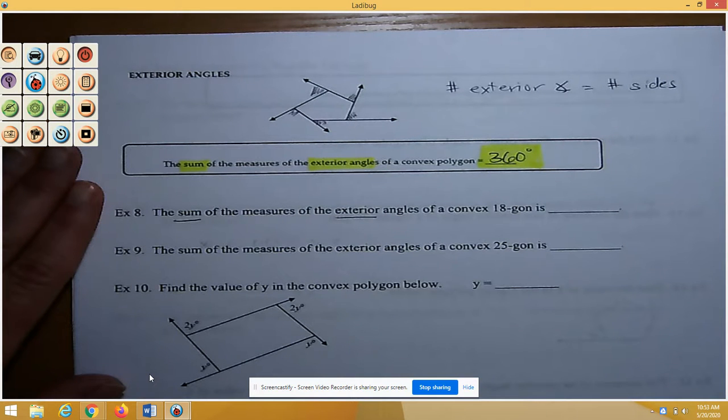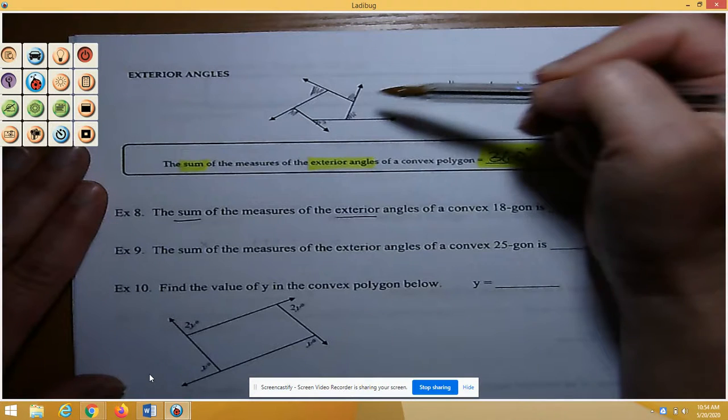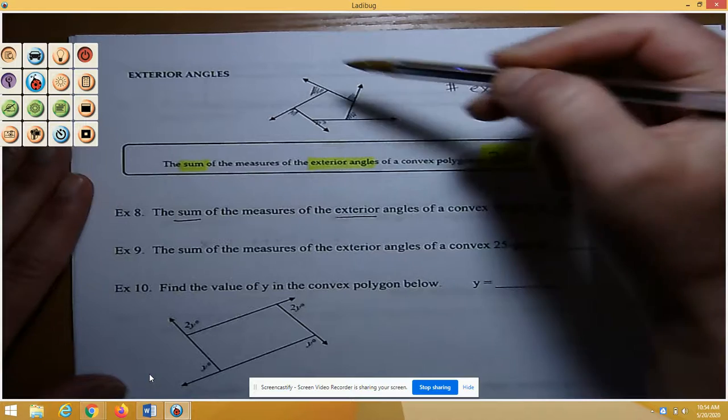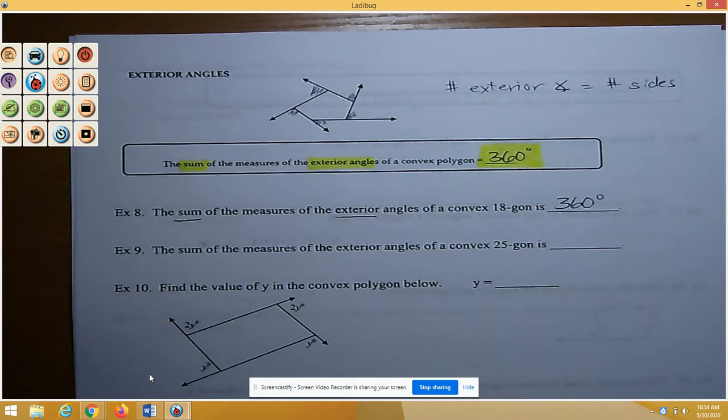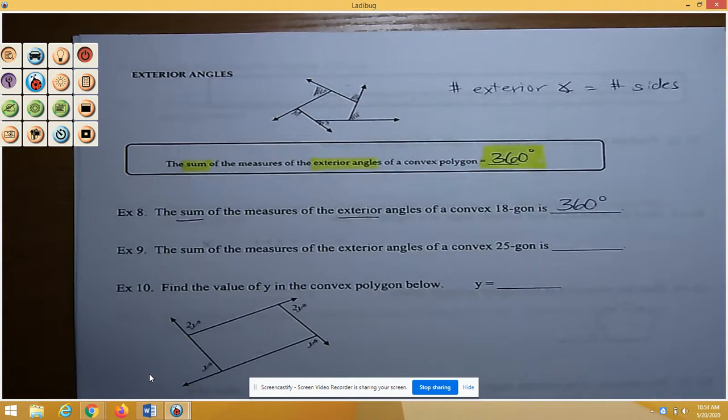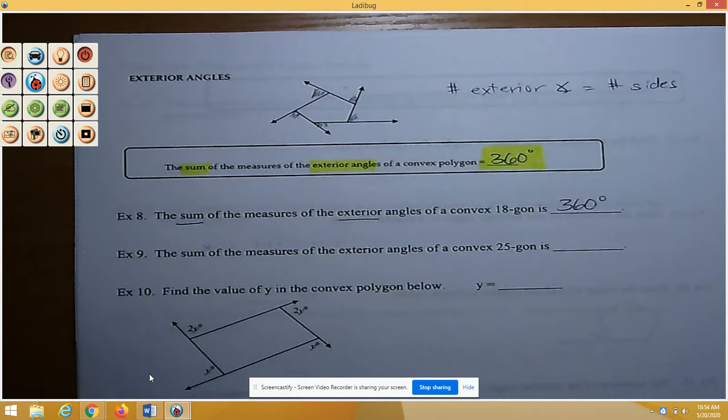So for question 8, the sum of the measures of the exterior angles of a convex 18-gon is 360 degrees. That's just saying if I had an 18-sided figure, it's going to start to look more and more like a circle, but you're just adding up all of those 18 exterior angles. It always equals 360. So you're going to get 360 degrees, and that's pretty straightforward.